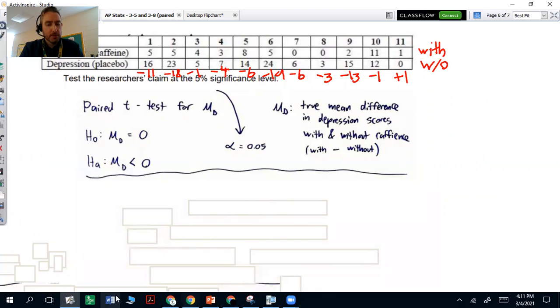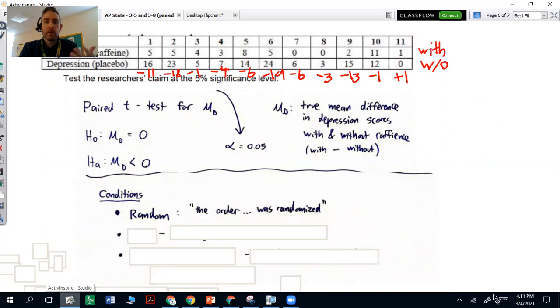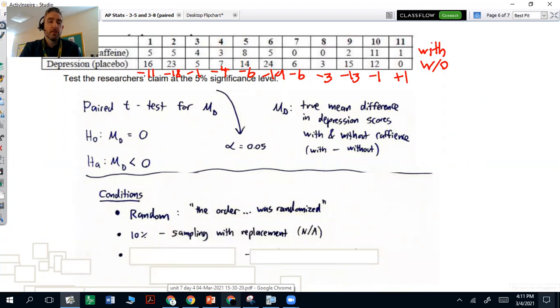We got our random. The order was randomized, so they gave randomized who got what and when. The 10% condition doesn't really apply here because you're sampling with replacement. So each person is going to get both treatments. So it's not really a big deal in this situation, but you're sampling with replacement, so it's not applicable.